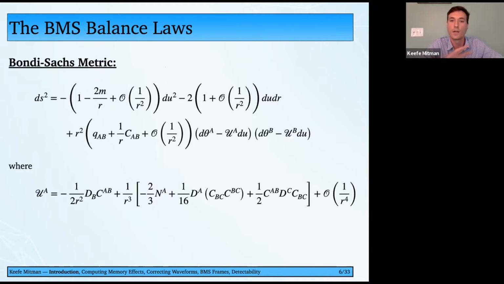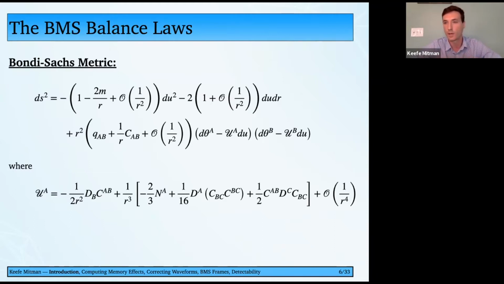The first, in the angular part of the metric, Q_AB, is just the round two-sphere metric. And this C_AB, the strain tensor or the shear tensor, is the function that completely captures information about the gravitational radiation. The other functions I want to highlight are, in the time component of the metric, this M, which is known as the Bondi mass aspect, and then in this function U^A, there's this function N_A, which is typically called the angular momentum aspect.